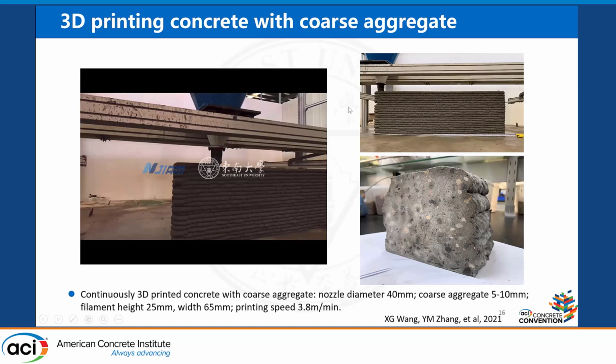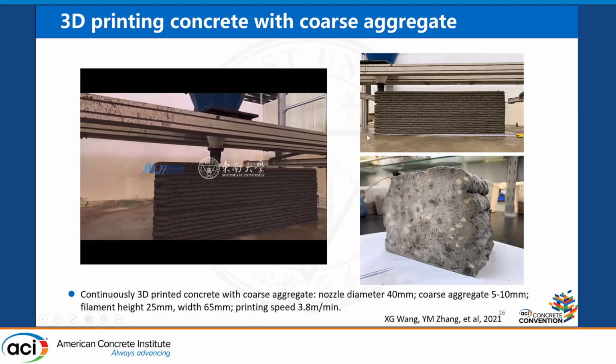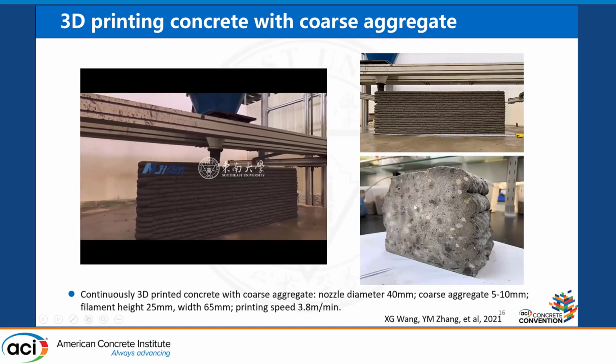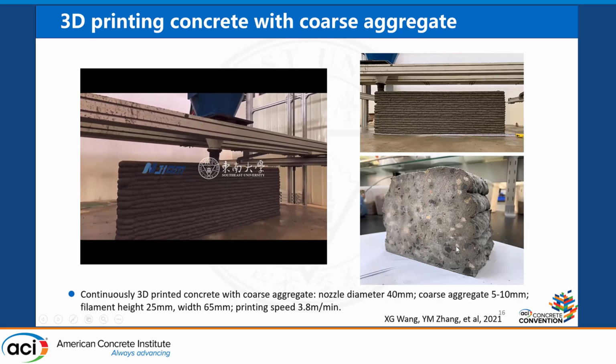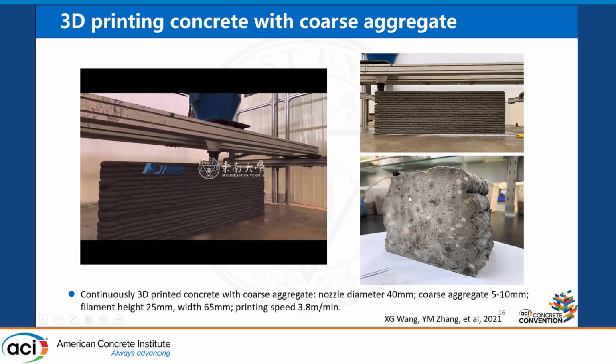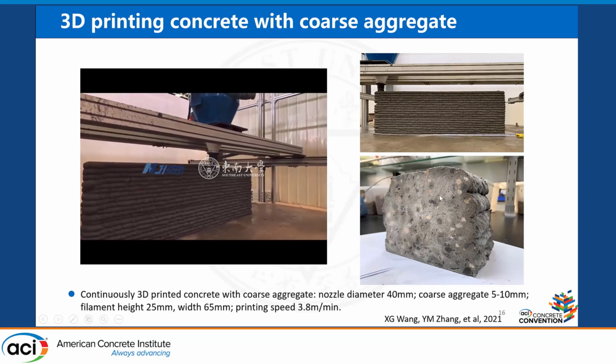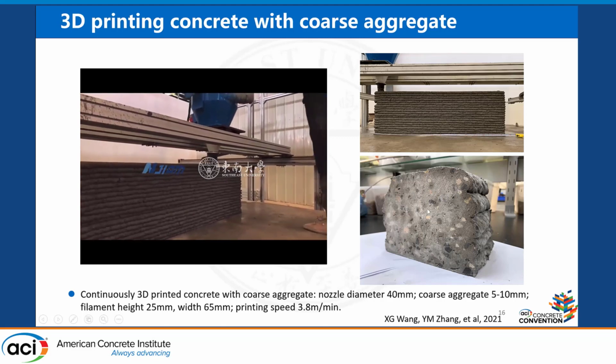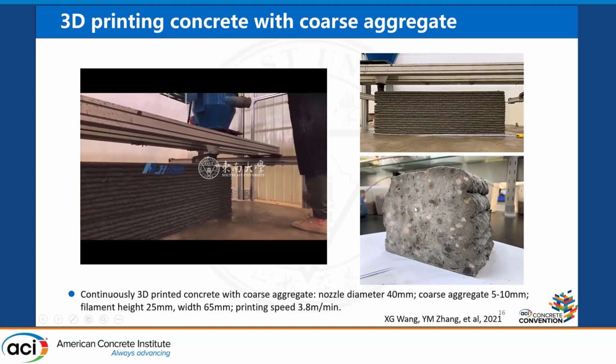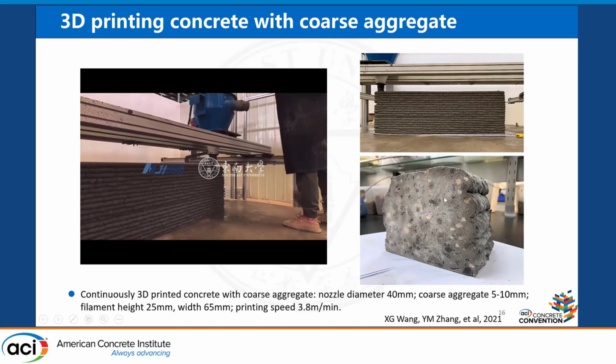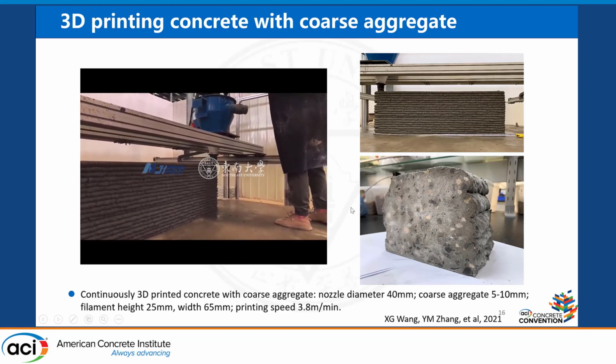Because for mortar, the shrinkage problem is already a problem if we want to use 3D printed concrete in practical engineering, we have to develop some concrete with coarse aggregate. Here are the 3D printed concrete with coarse aggregate developed in my lab. You can see a very good bonding between printed filaments. There is no very obvious interface or voids between interfaces.